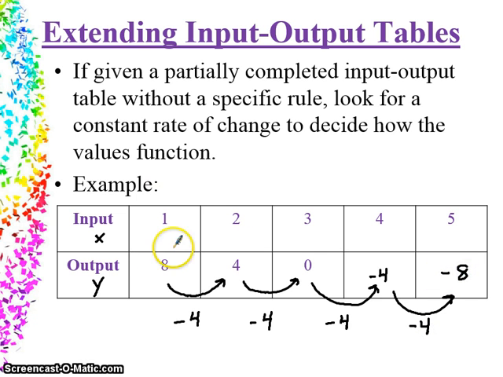We can extend this input-output table even further if we continue to increase the input by 1, so it'd be 6, and decrease the output by 4, which would be negative 12. And you could continue extending your table as far as necessary.